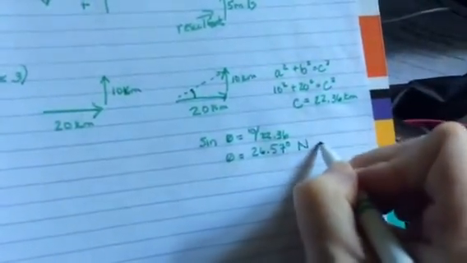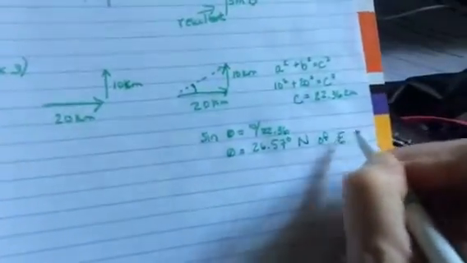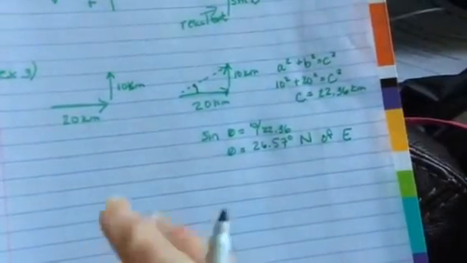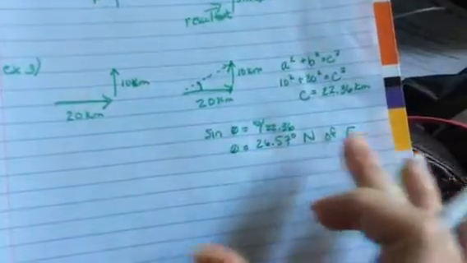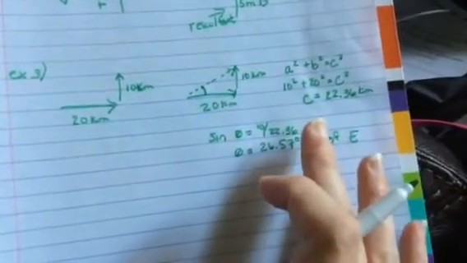Now remember, we say this very specifically. We go north of east. Make sure you do that, because you can't just say northeast. You've got to say north of east in reference to your axis.